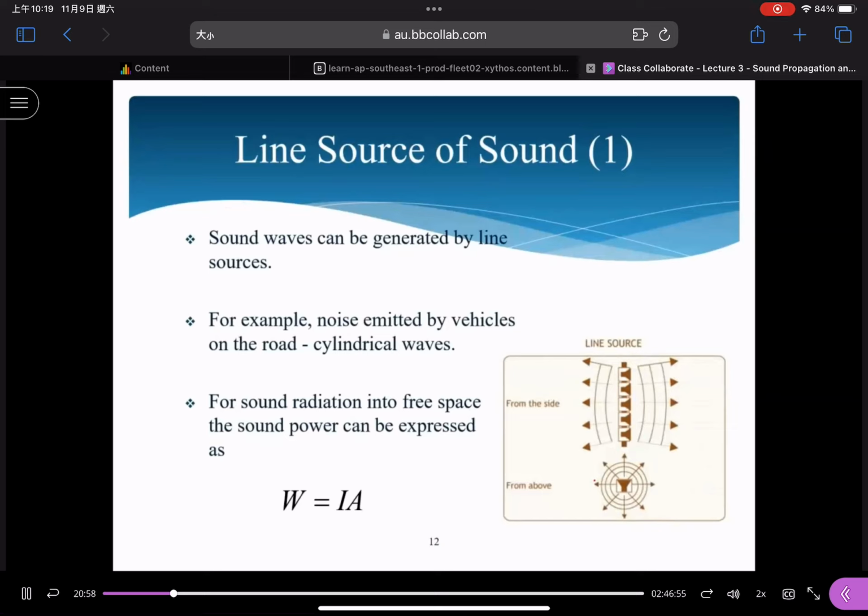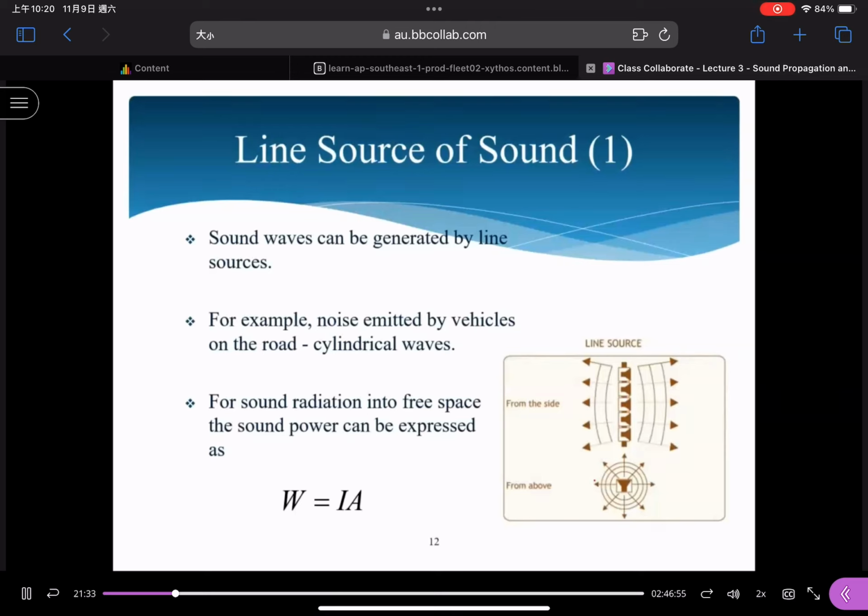The second one is line source. For example, in this case, we have a number of loudspeakers aligned on a straight line. In this case, we cannot simply consider this a point source. We can consider this a line source. Referring to the term here, you may imagine that this is a straight line. How can we find the resultant equations to show the relationship between the sound pressure level and sound power level?